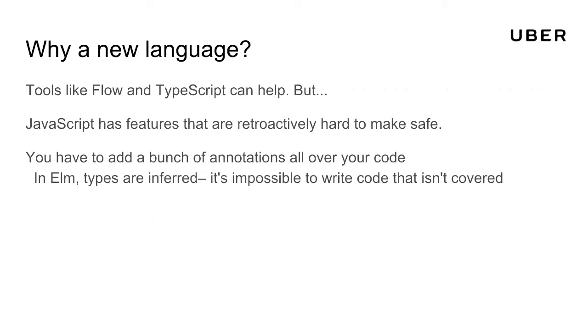But why a new language? Why not use some tool on top of JavaScript, right? We have things like ESLint that help out with correctness. There's Flow and TypeScript. We'll hear about Flow next. I'm not trying to steal the thunder there. But JavaScript has a bunch of features that retroactively, you can't just add types on top of everything and fix everything. I'll show some examples of this later, but you have to add a bunch of annotations over your code, so you pay a high cost to use these sort of tools. Whereas in Elm, you get this for free. You can't opt out of this sort of safety, even if you don't write type annotations on things.